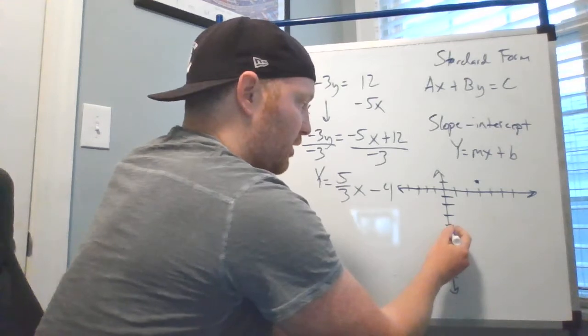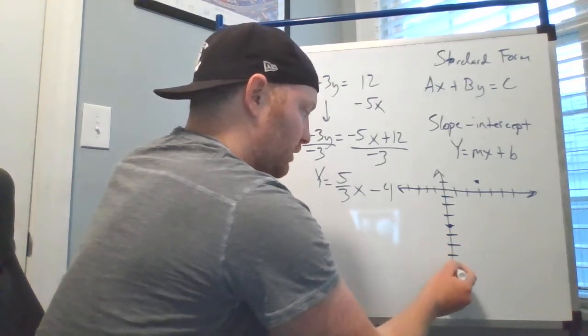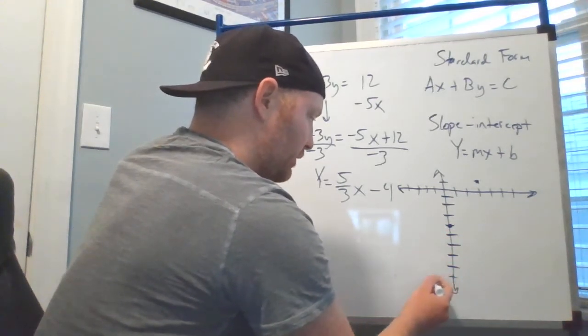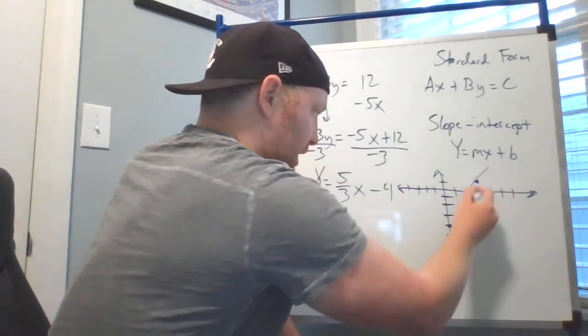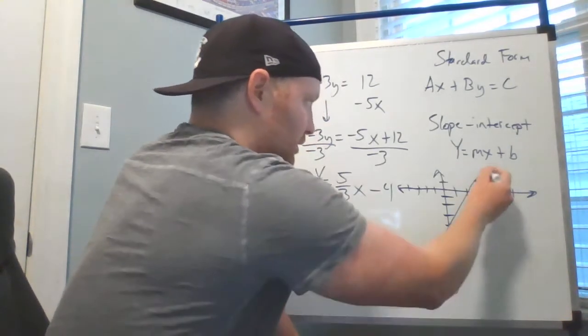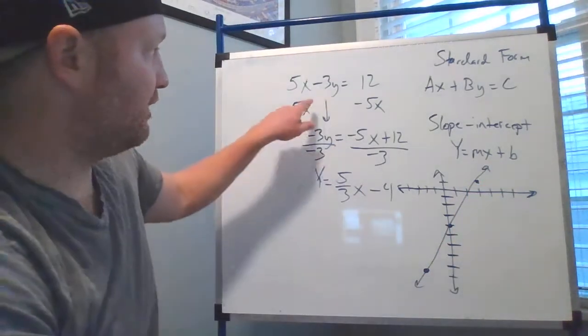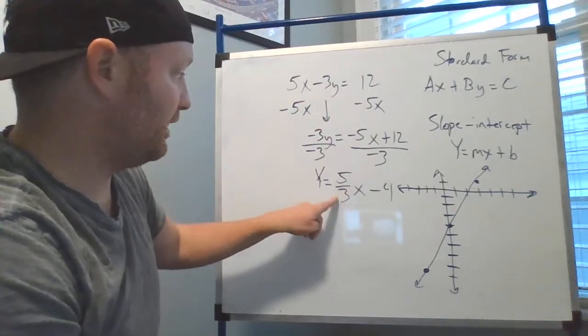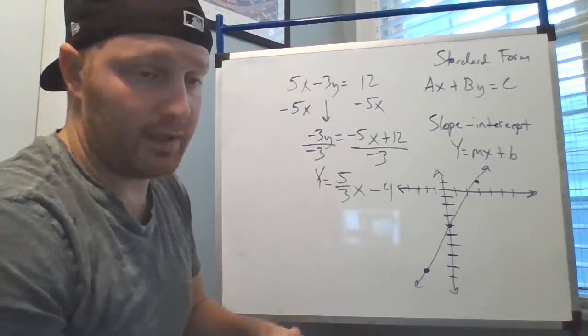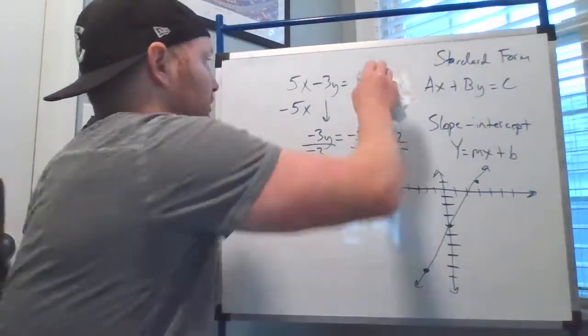Go back to my starting point. Go down 1, 2, 3, 4, 5. Go left 1, 2, 3, right about there. And I got my line. I was able to graph a line that was initially in standard form by manipulating it into slope-intercept form. Let's do another example.